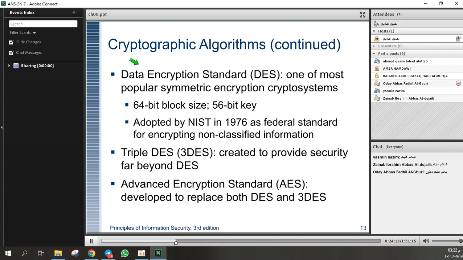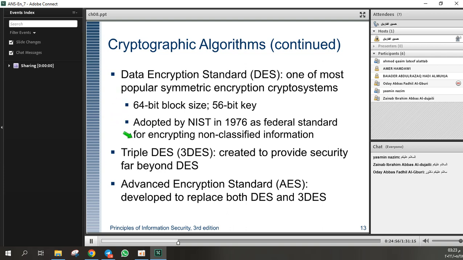One of the most well-known symmetric encryption algorithms is DES, or Data Encryption Standard. In this algorithm, we are using a 64-bit block size. It's a block cipher. The key has 56-bit length, and this algorithm was adopted by NIST in 1976 as a federal standard for encrypting non-classified information.